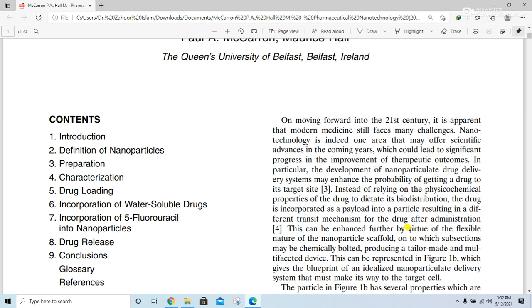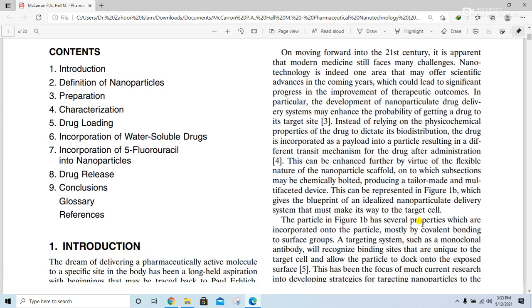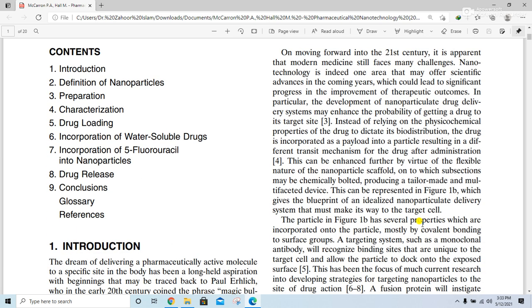after administration. This can be enhanced further by virtue of the flexible nature of the nanoparticle scaffold, onto which subsystems may be chemically bolted, producing tailor-made and multifaceted devices. This can be represented in figure 1b, which gives the blueprint of the idealized nanoparticulate delivery system that must make its way to the target cells.